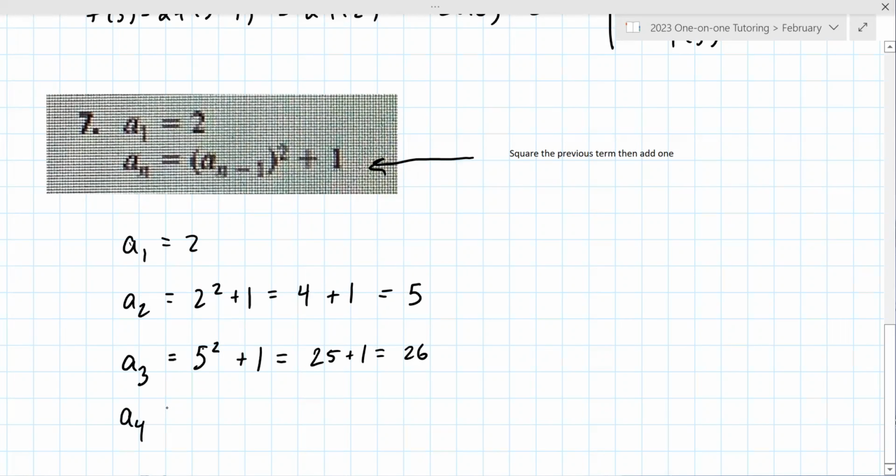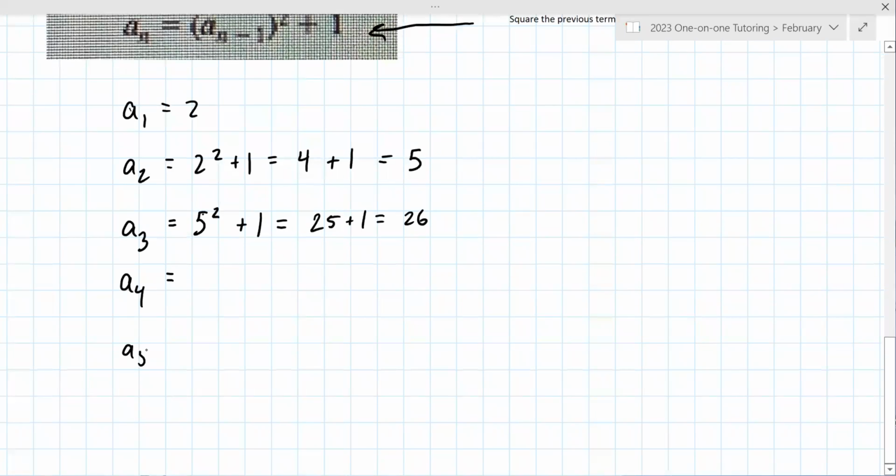Now, I assume you're allowed to use a calculator. Why don't you calculate the next couple of terms for me here? I guess this is going to get pretty darn large. Or at least the next couple, if you don't mind.